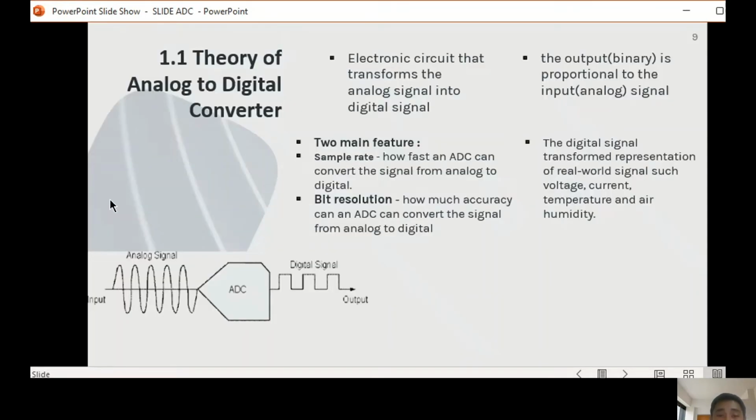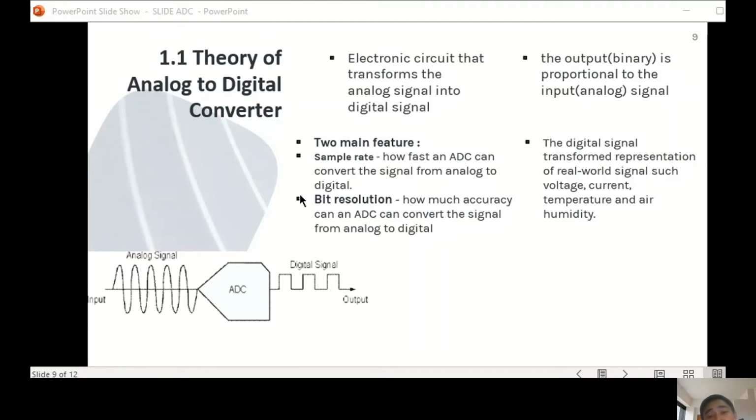Then we move to the discussion. The first one is the theory of the digital converter. An electronic circuit that transforms the analog signal into a digital signal is called an analog to digital converter, whose binary output is proportional to the input analog signal. The digital signal represents real-world signals such as voltage, current, temperature, and air humidity. The digital signal is then controlled, processed, and calculated. The figure shown in the slide represents the simple ADC principle.